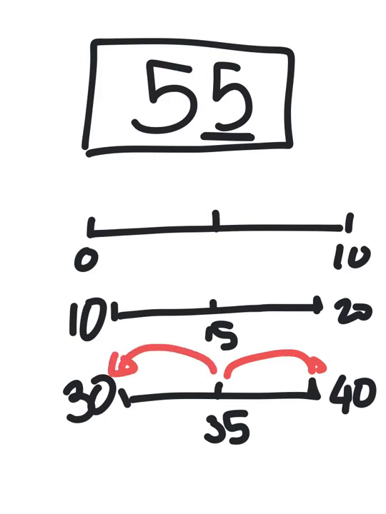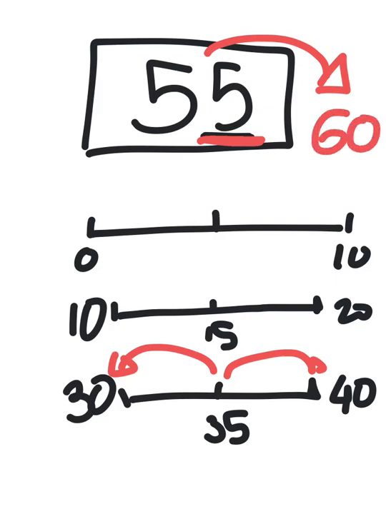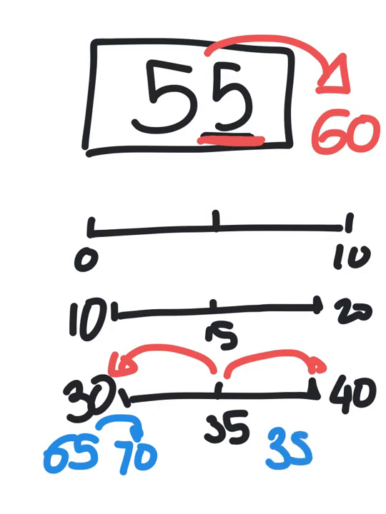So remember this forever, okay? Every time that there is a 5, we are going to round the number to the highest 10. So we will round this to 60, always, all the time. So if we have, for example, the number 65, we're going to round it up to 70. If we have 35, we're going to round it up to 40.